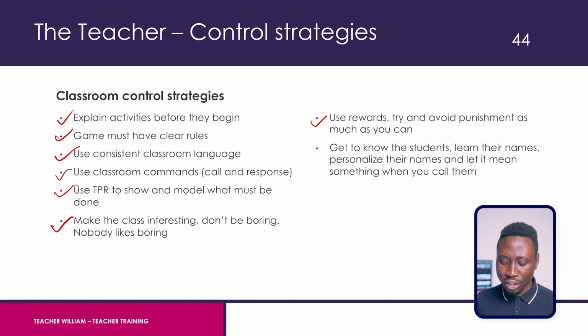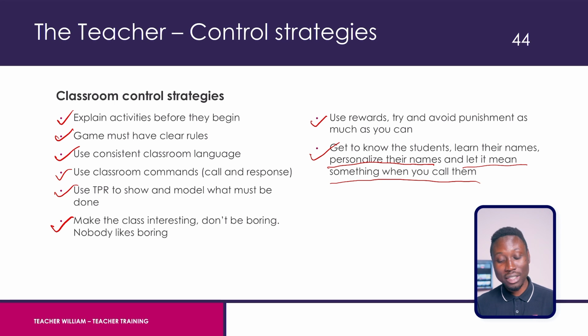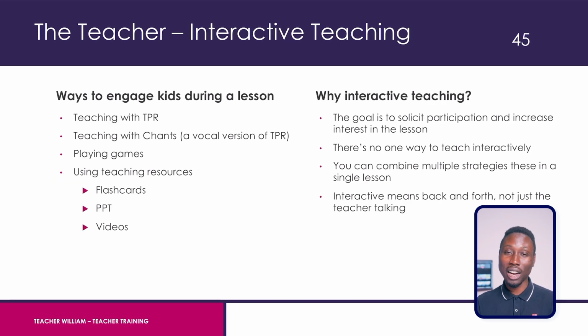Now we need to get to know the students, learn their names. Come on, get personal, build rapport with the students. Know their names, personalize their names, not just know their names. When you get into class, you go and high five one student and say, hey, Oliver, you high five him. Hey, John, you just get personal with the student. Let it mean something when you call them. It's all part of building rapport. These are some of the things you can do when it comes to classroom control.